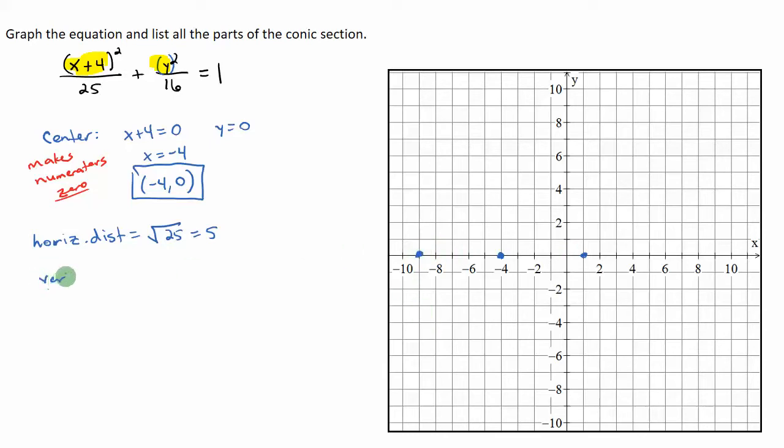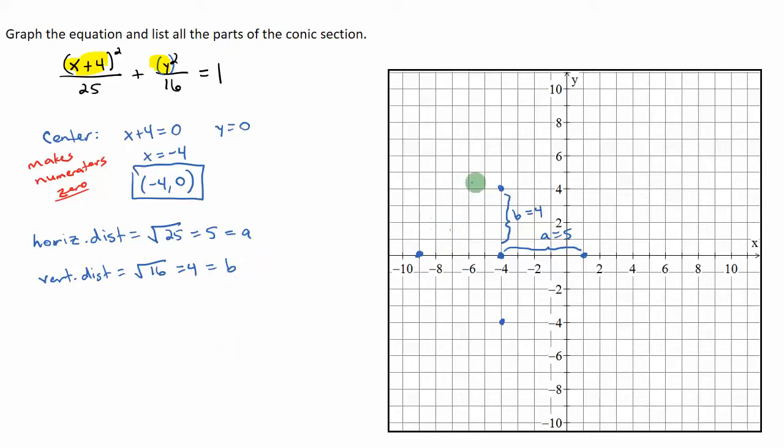My vertical distance comes from the denominator of the y fraction, which is 16. So the square root of 16 is 4. So I go back to my center, and I go up 4 and down 4. So 1, 2, 3, 4, and 1, 2, 3, 4. And now I can see my ellipse taking shape. This ellipse is a horizontal ellipse because that's the longer axis. So what that tells me is that one of these distances is A and one of these is B. The bigger one is A, so A is my 5 distance and B is my 4 distance. So this is my A distance, this is my B distance.